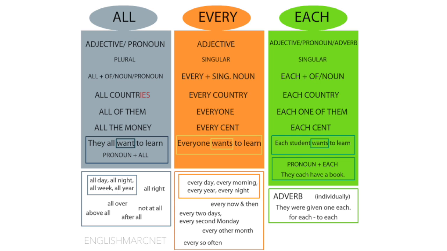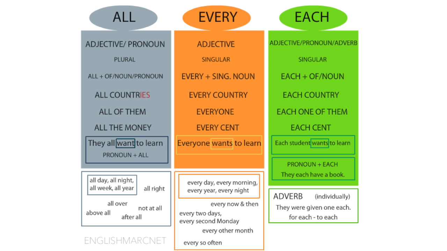Today we're going to look at confusing words, such as in the diagram: all, every, and each. The first one, all. In the gray diagram, the gray rectangle, we have all as an adjective or a pronoun. All goes usually with of, as you can see, or a noun or pronoun. I'm going to give you some examples.